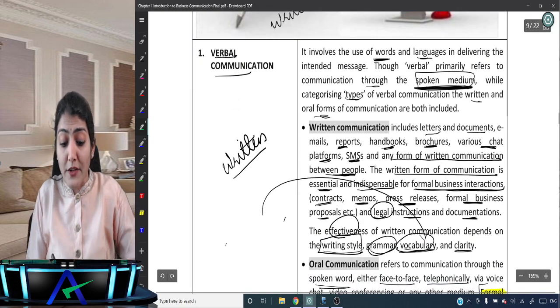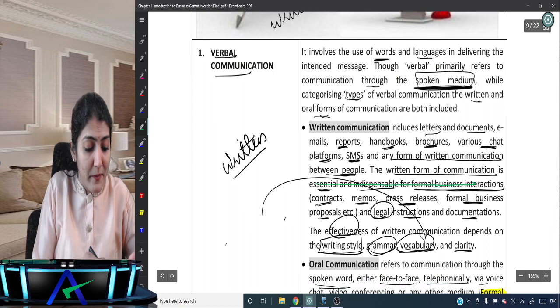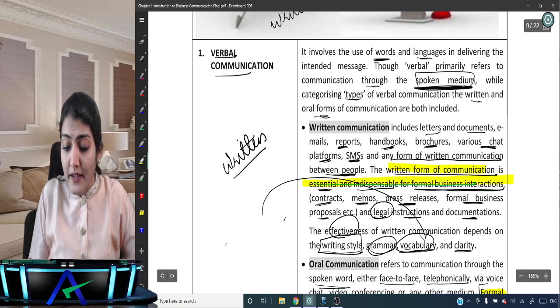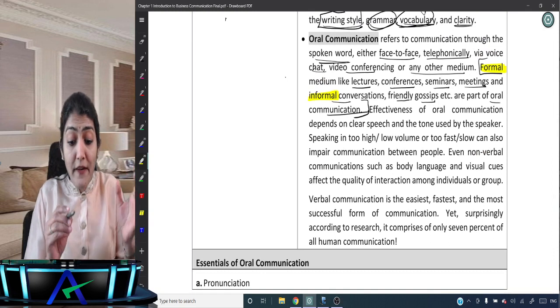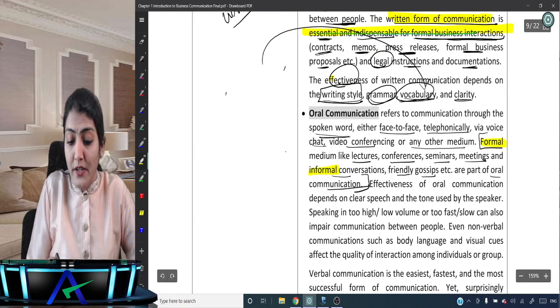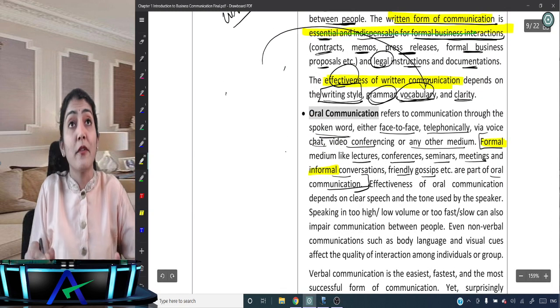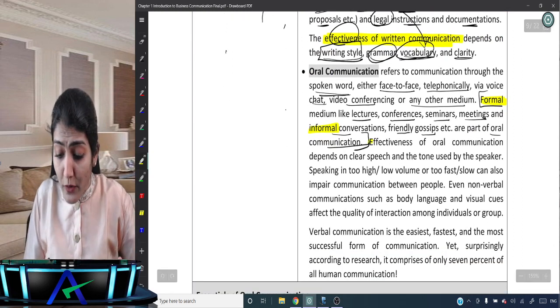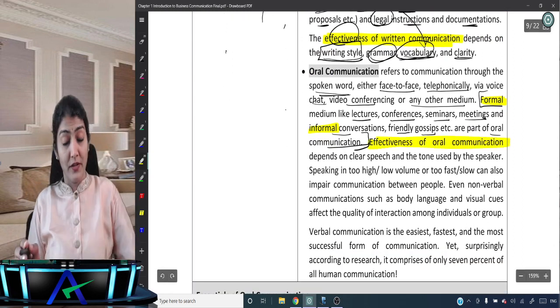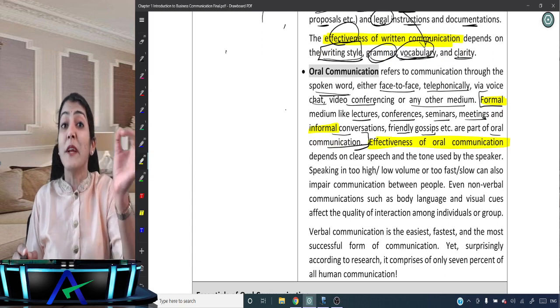What they are saying is that essential and indispensable for formal business interaction is written communication. Now what does it say? The effectiveness of oral communication. Here we had talked about the effectiveness of written communication. Now we are talking about the effectiveness of oral communication. It depends on clear speech.